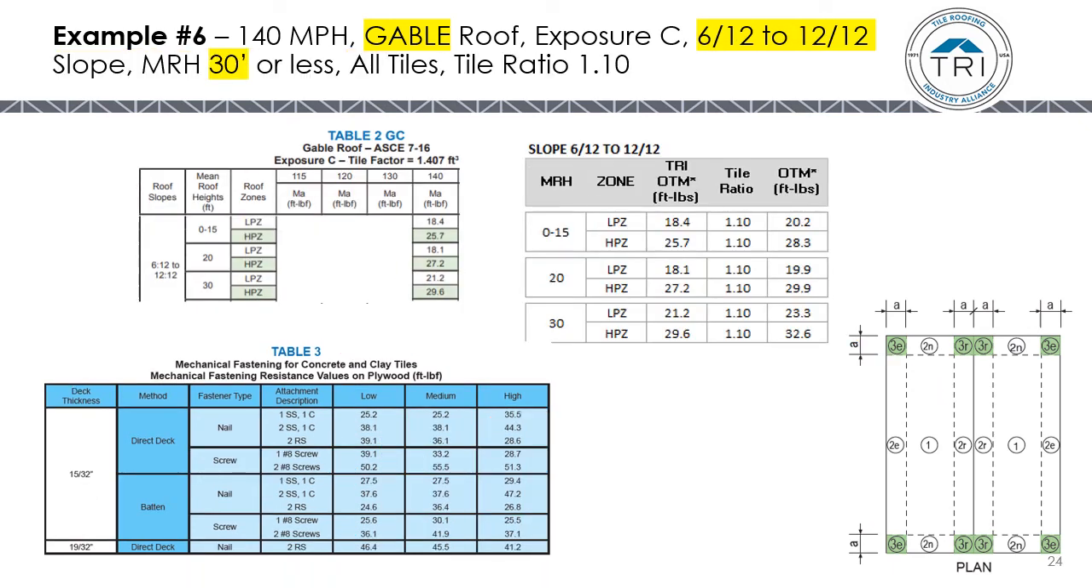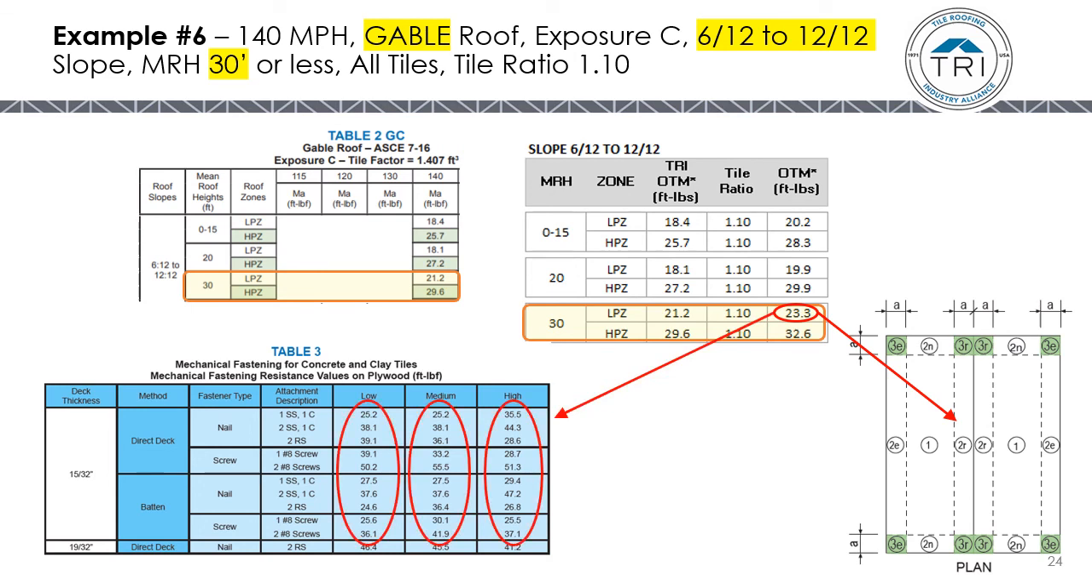Now example 6, gable roof, 6-12 to 12-12, mean roof height of 30 foot or less. We go to our table 2GC, go to the 6-12 to 12-12 portion and find at 30 foot, those are our LPZ and HPZ uplift moments. Factor in the tile ratio and get new uplift moments. Take a look at the low pressure zone first, and you'll find that in table 3, all the fastening patterns will work for the low pressure zone. A little bit different in the high pressure zones, the corners and the tops. You'll see over on table 3 on direct deck, those fastening patterns will work. And under battens, those fastening patterns will work.